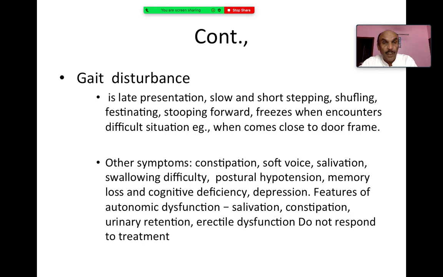And there could be autonomic dysfunction in the form of salivation, constipation, urinary retention, and erectile dysfunction. The autonomic dysfunction does not respond to your medical management, medical treatment. This point has to be remembered.